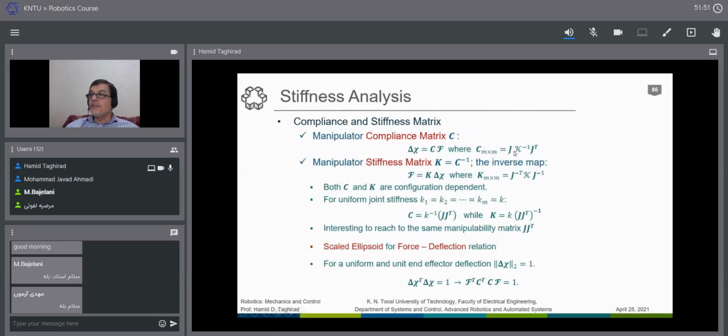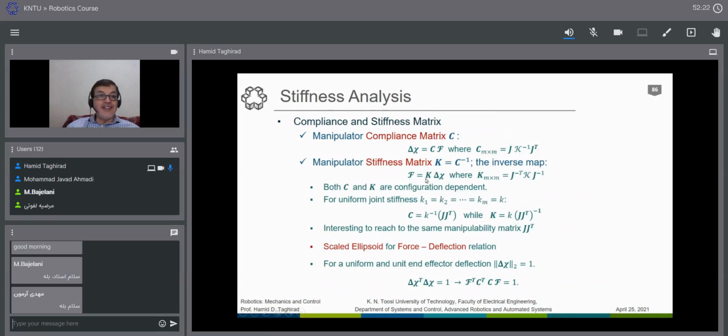Now, if this is the compliance matrix, the inverse of that will give us the stiffness matrix. This is by definition. So if we consider the relation between F and delta X the other way around, this gives us a K matrix. The K matrix is the inverse of that. The inverse would be J minus transpose K J minus 1.